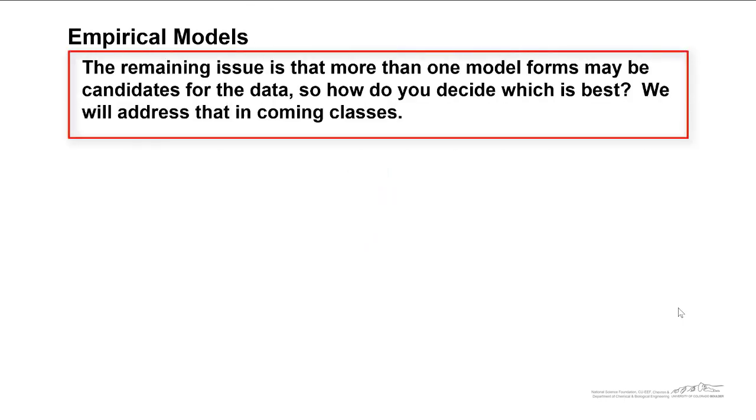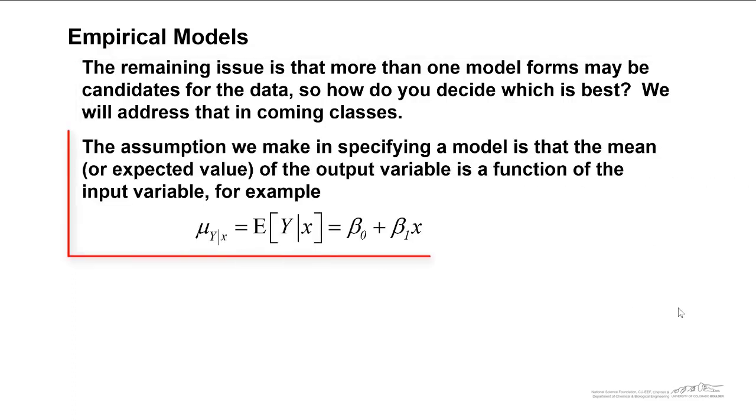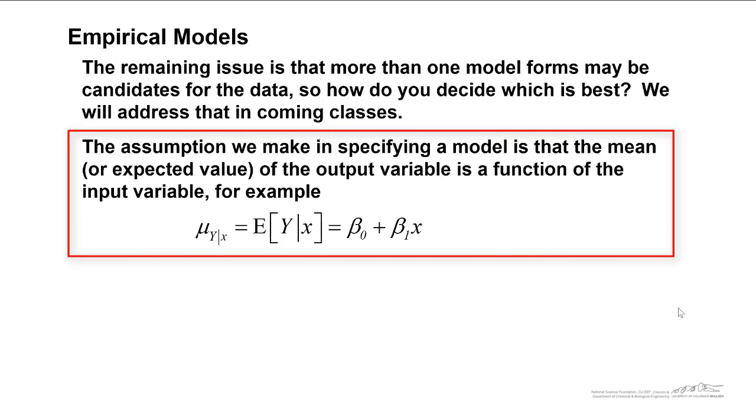The remaining issue is that more than one model form may be candidates for the data, so how do you decide which is best? You guys are going to learn in this class how to choose which model is the best for the data among several candidates. The assumption we make in specifying a model is that the mean, also known as the expected value, of the output variable, so that's mu y, is a function of the input variable. The mean of the output at any value of x is simply beta naught plus beta 1 x.